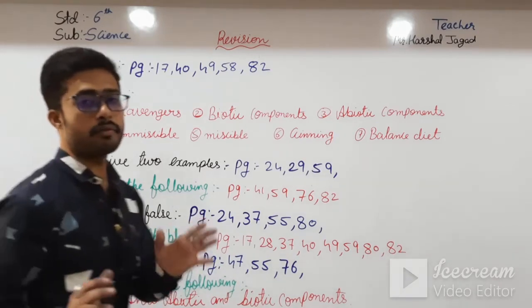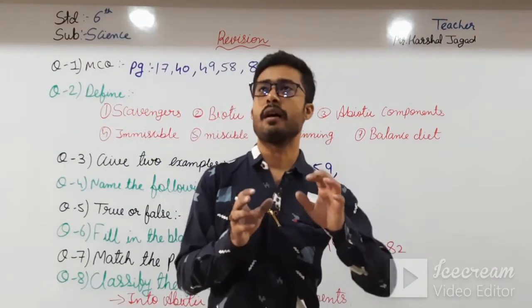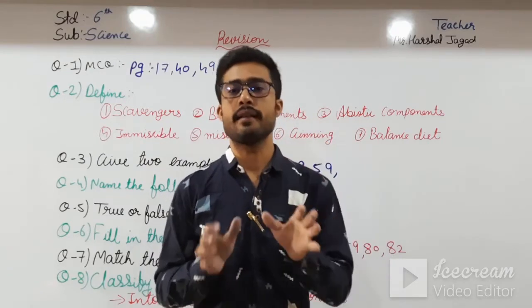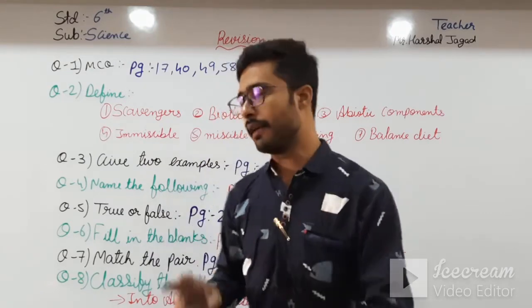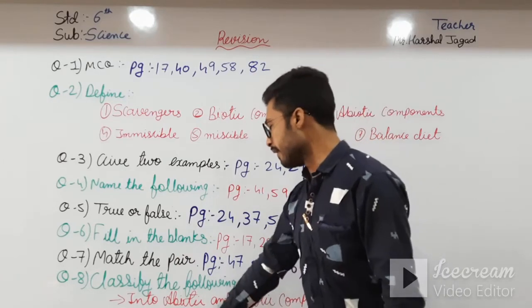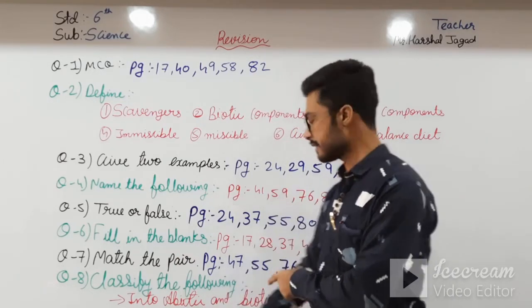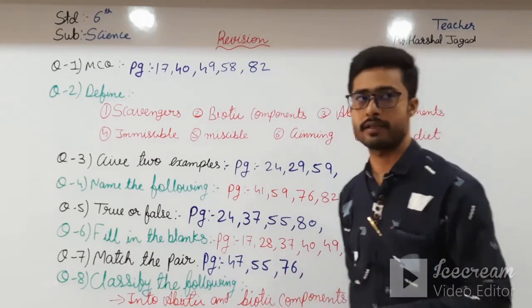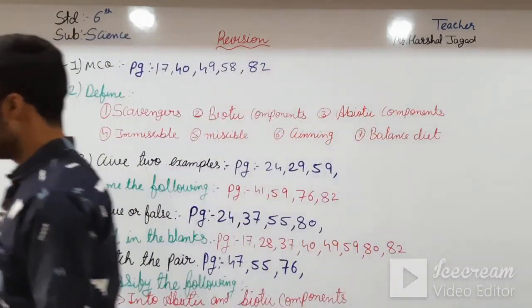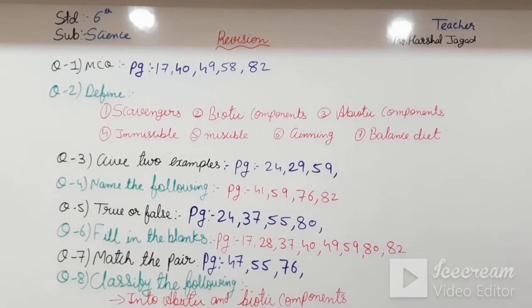In classify the following, there will be around 8 to 10 components given. From that you have to separate which are abiotic components and which are biotic components. Okay, students, you have to do this in classify the following. Now moving towards next, that is question number 9. Okay, students.